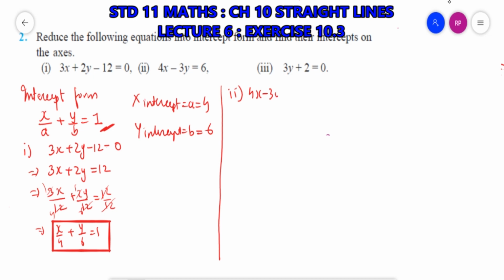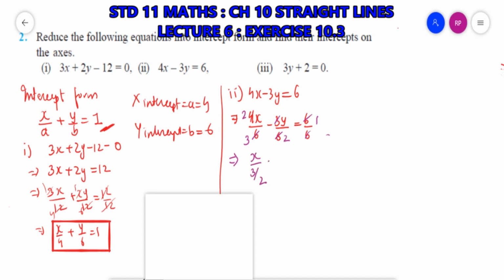4x minus 3y equal to 6. I want 1 here, so divide both sides by 6. 4x by 6 minus 3y by 6 equal to 6 by 6. So see, 2 twos are 4, 2 threes are 6. x upon 3 by 2 minus y by 2. See, I have taken these 2 to the other side. Clear? This became x by 3 by 2 plus y upon minus 2 equal to 1.